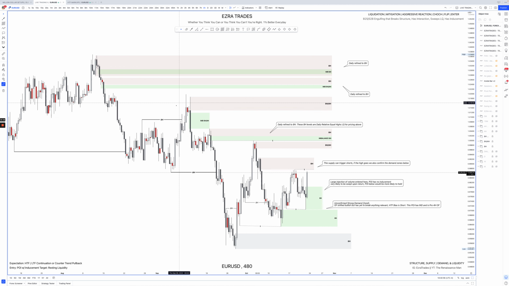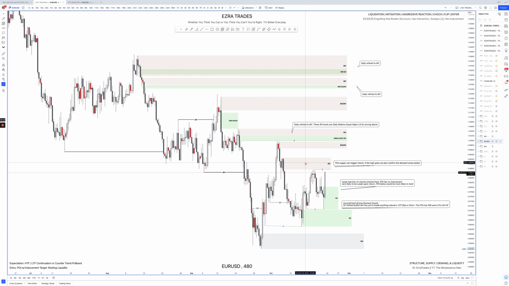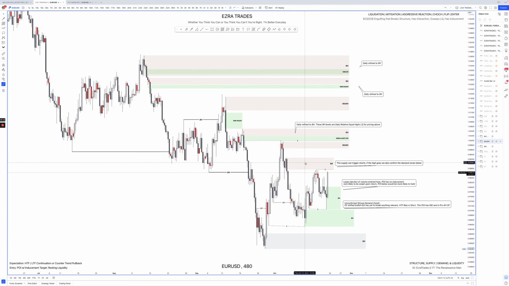Now, if we look to the left, what do we also have? We have these zones above. Now, unlikely that price in the near future will move, let's say, almost 400 pips, 350 to 400 pips, you know, in a counter trend move, unless this is a higher time frame pullback, right?